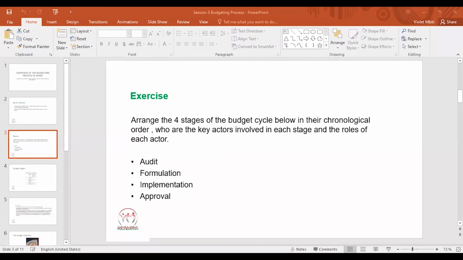Mercy, let's start with you. First is formulation, and then it's approved. Implementation, it's implemented, and then an audit is done. Formulation first, and yes, then approval. Yes, implementation, and then audit. All right, yes. Someone else with a different view?